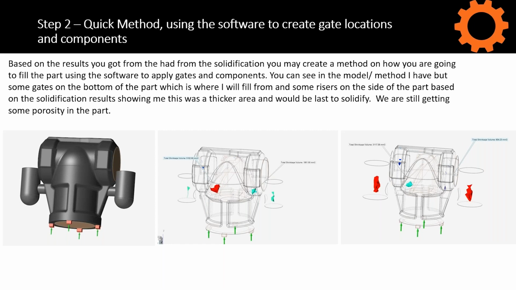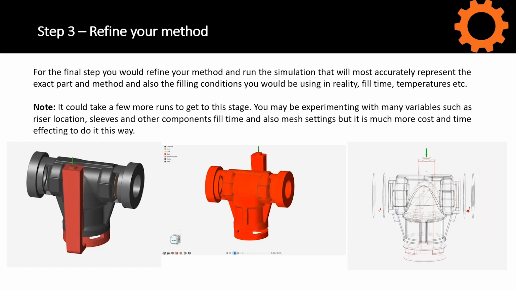Once you've gone through a few quick methods, you might refine your method. Generally, you'd design your final method in your preferred CAD system. You can do this in Inspire Cast, but you might be more comfortable doing it in your CAD system. You are refining your method, and this is what you want to most accurately represent reality. So you want to make sure your filling conditions are all correct, things like fill time, temperatures, materials, and mold temperatures. You want to make sure all that is as accurate as possible to get the best results. In reality, this could take a few more than 3 steps, but this is just showing you a bit of a workflow.